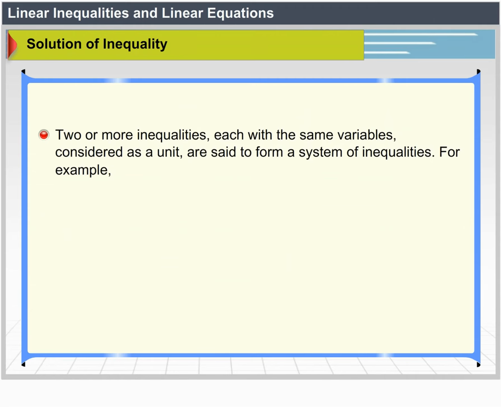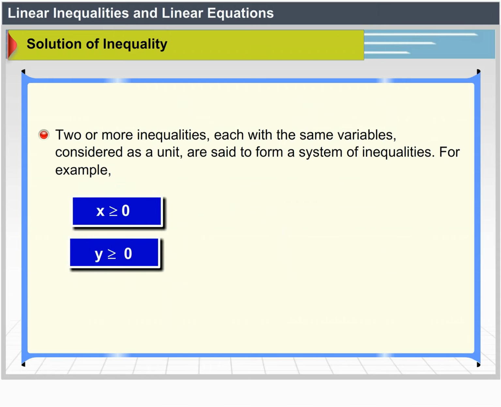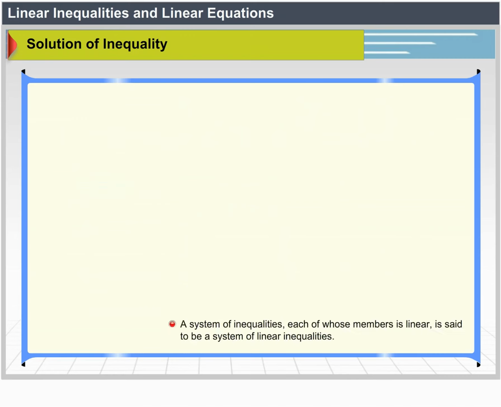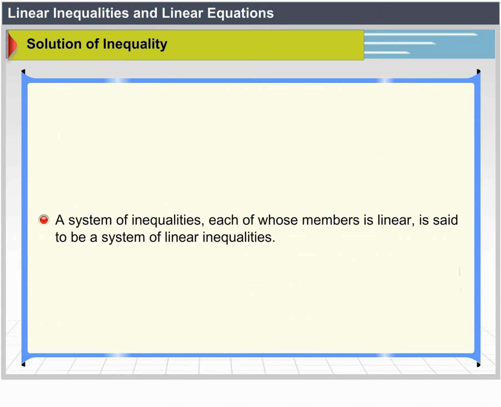Two or more inequalities, each with the same variables, considered as a unit, are said to form a system of inequalities. For example, x greater than or equal to 0, y greater than or equal to 0, 2x plus y greater than or equal to 4. A system of inequalities, each of whose members is linear, is said to be a system of linear inequalities.